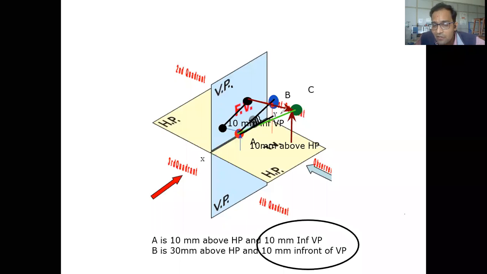And for AC, what is going to happen? It is inclined to HP and VP both. Why? Because it is 30 mm. Okay. I hope you are able to understand. कोई query है यहाँ पे? No, sir. Okay, good, good, good.